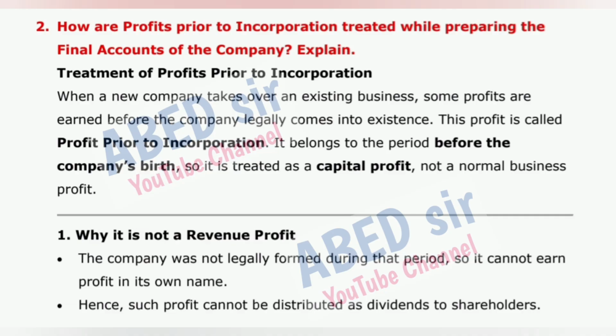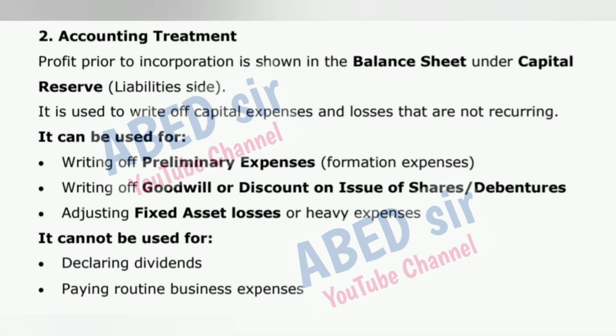It belongs to the period before the company's birth, so it is treated as a capital profit, not a normal business profit. 1. Why it is not a revenue profit? The company was not legally formed during that period, so it cannot earn profit in its own name. Hence, such profit cannot be distributed as dividends to shareholders. 2. Accounting treatment. Profit prior to incorporation is shown in the balance sheet under capital reserve, liabilities side.